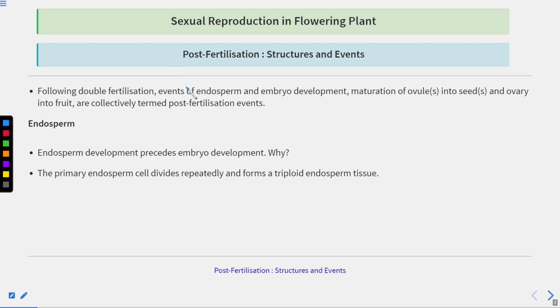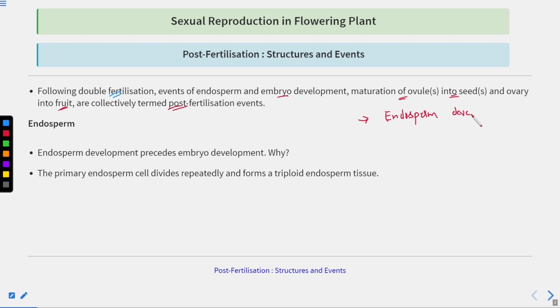What are the structures and the events that are formed? Okay. So following the double fertilization, events of the endosperm and embryo development, as well as the maturation of the ovules into seed and ovary into fruit, these are collectively termed as the post-fertilization event. So what is happening during the post-fertilization events? First, there is the endosperm development.